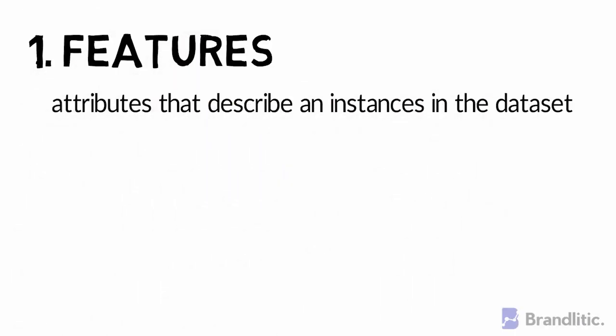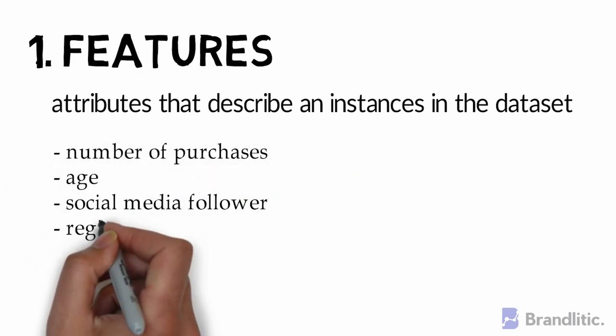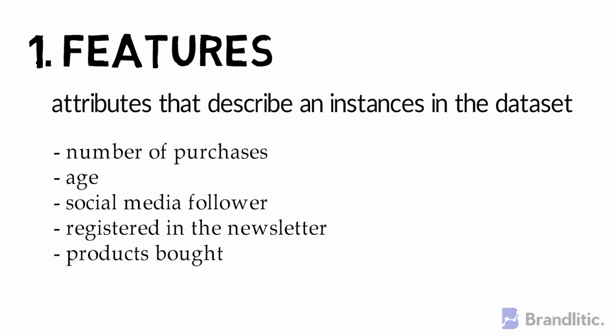Number 1. Features. These are attributes that describe an instance in a data set. For example, in the case of a customer portfolio, we would be talking about factors like the number of purchases a customer has made, his age, whether he or she is a follower on social media or not, if he or she has registered in the newsletter or not, and what products they have bought.